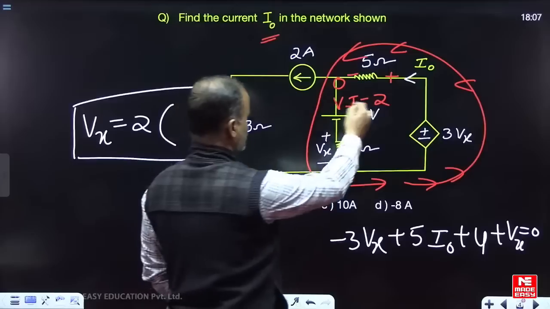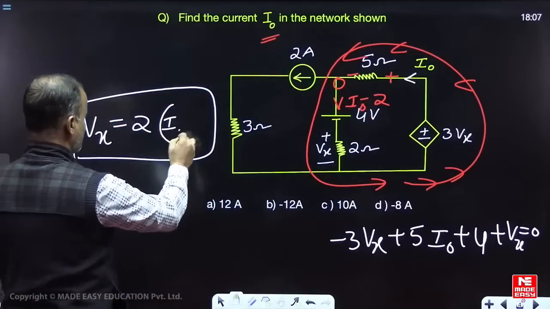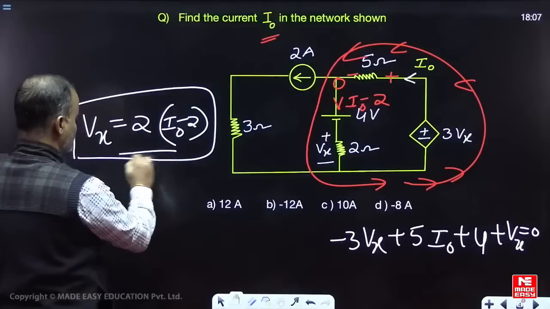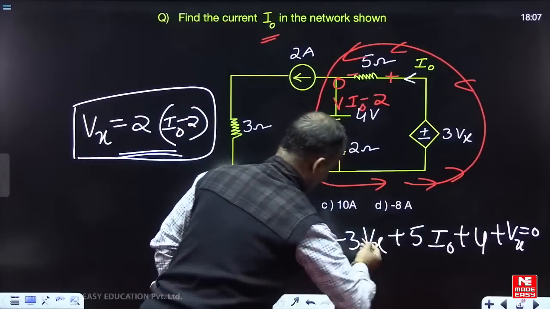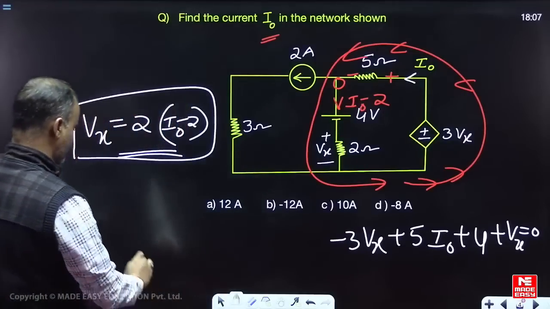In the 2 ohm resistance, how much current is circulating? It is I naught minus 2. Can you substitute the Vx value in this equation? Do the substitution, simplify it.